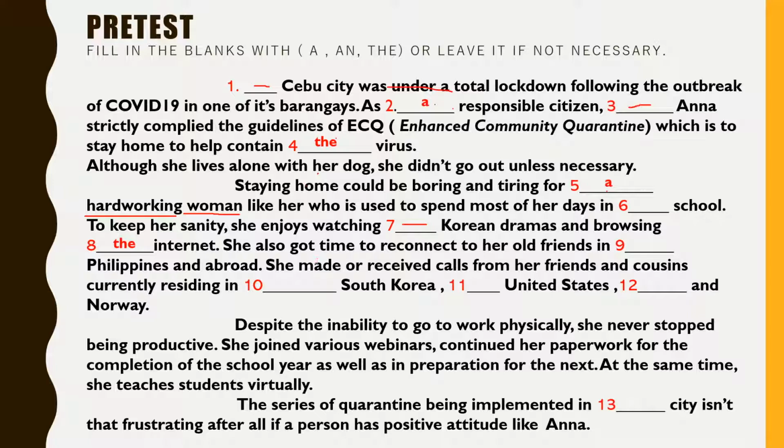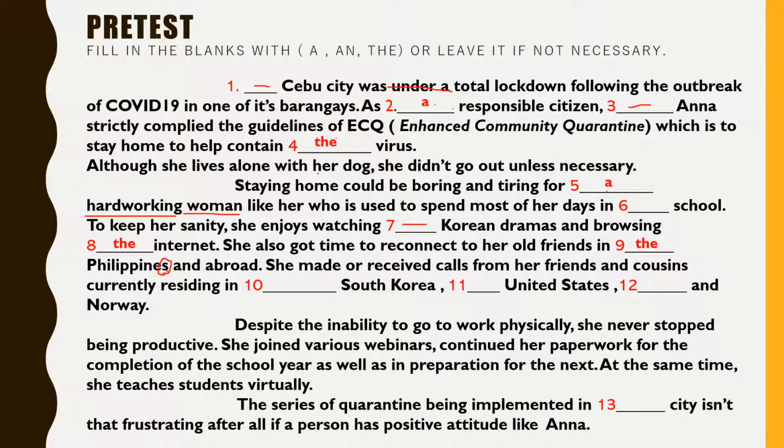She also got time to reconnect to her old friends in the country that ends with S. So the answer is the. Number 9. Wenelin got it right. Daniel, she didn't answer that.